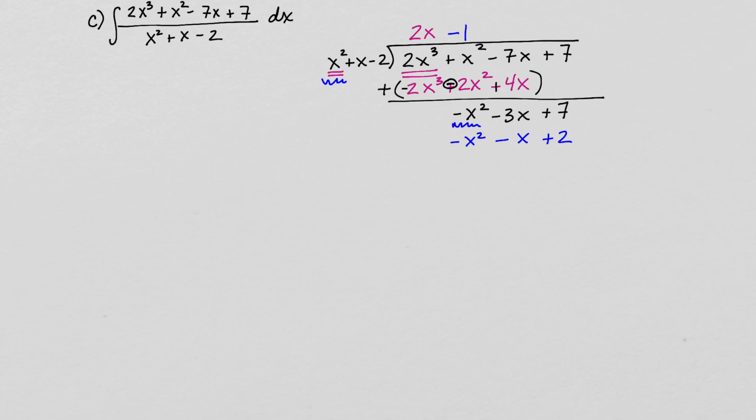And then I'm going to subtract them. Subtracting is the same as adding the opposite. So this is going to become a plus, this is a plus, this is a plus, and this is now a minus. So minus x squared plus x squared is 0. Minus 3x plus x is minus 2x. 7 minus 2 is plus 5. Are we okay with that?